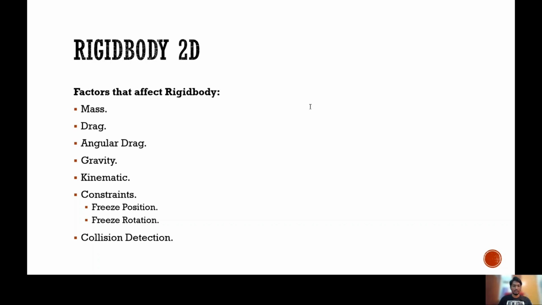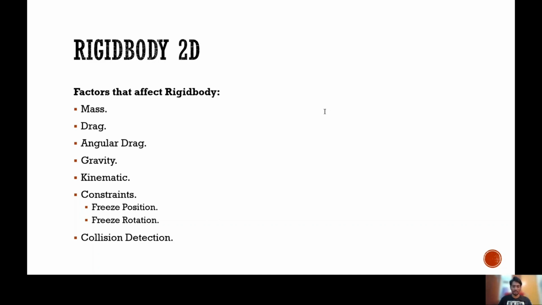Mass. Mass indicates the weight of the object in kgs, and gravity in the game is considered. Drag or damping indicates resistance to linear velocity and is used to slow down the motion of a game object. Angular drag indicates resistance to angular velocity. It is used to slow down the rotation of the game object. Gravity indicates whether the game object is affected by gravity or not. Kinematic indicates whether the body is affected by physics or not.